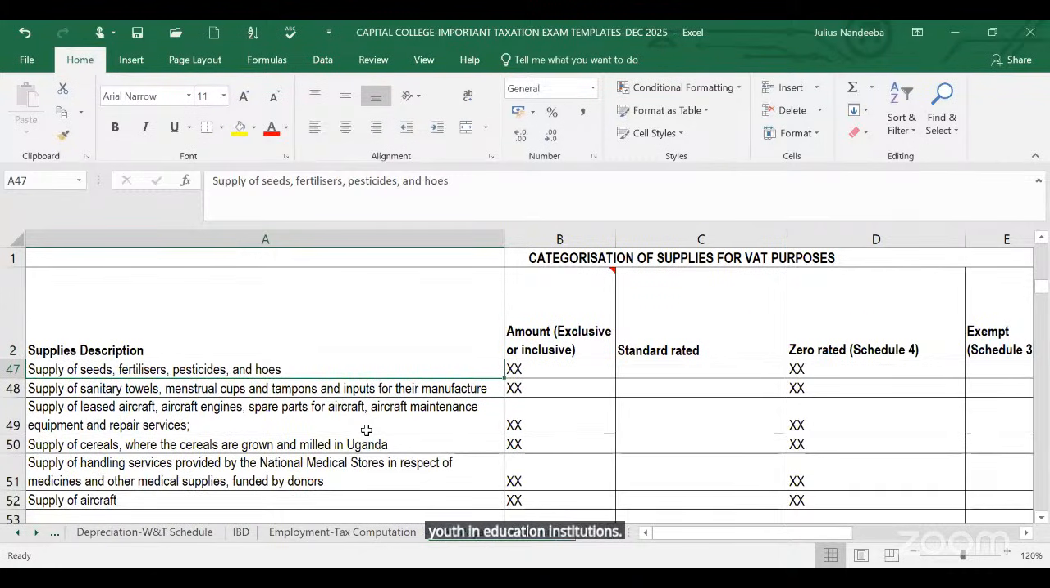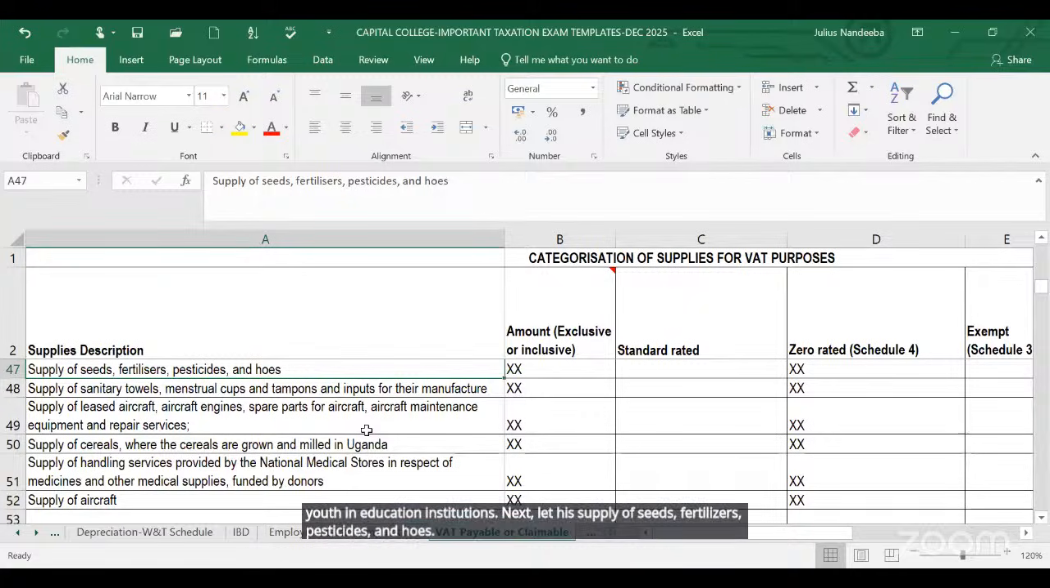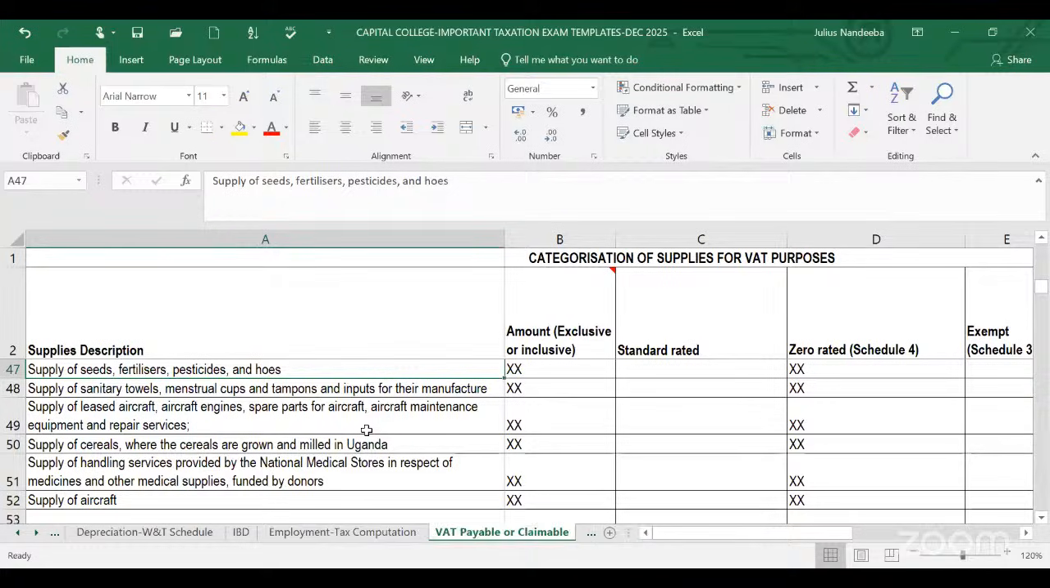Next, that is zero rated, is supply of seeds, fertilizers, pesticides, and hoes. And here I have seen the examiner testing pangas. Pangas are standard rated. Whereas hoes are zero rated, pangas are standard rated. Supply of sanitary towels, menstrual cups, and tampons and inputs for their manufacture, zero rated.